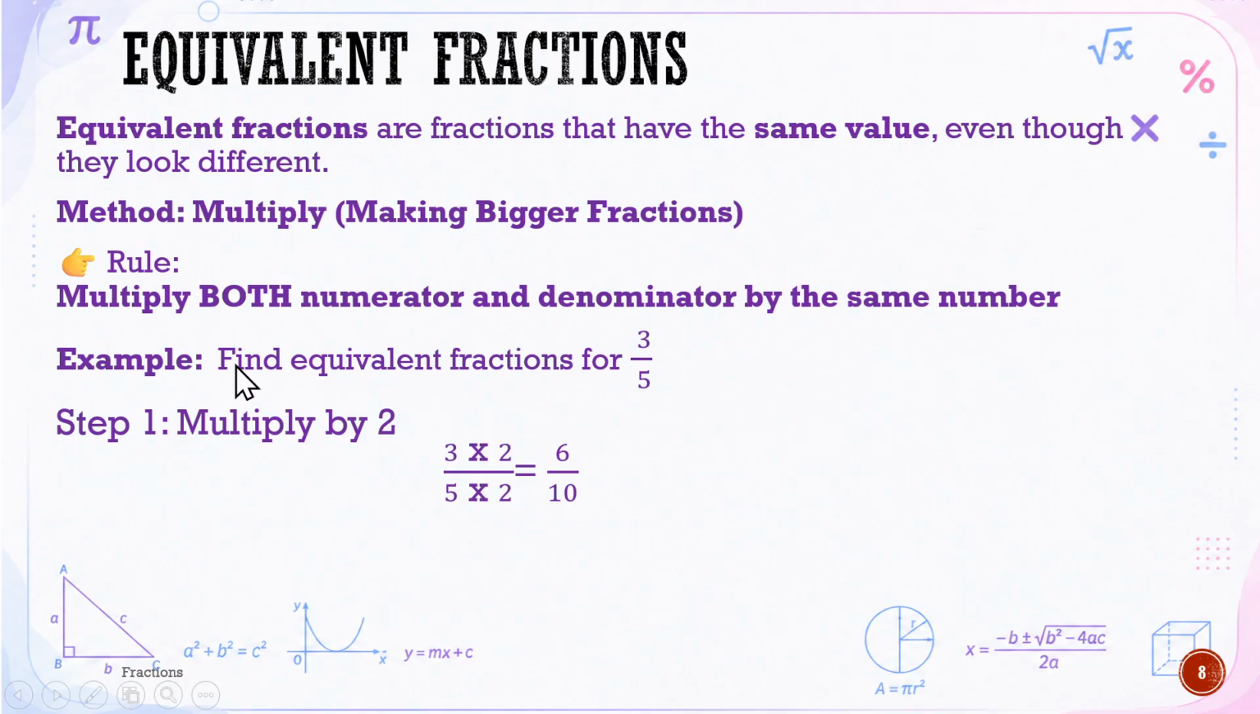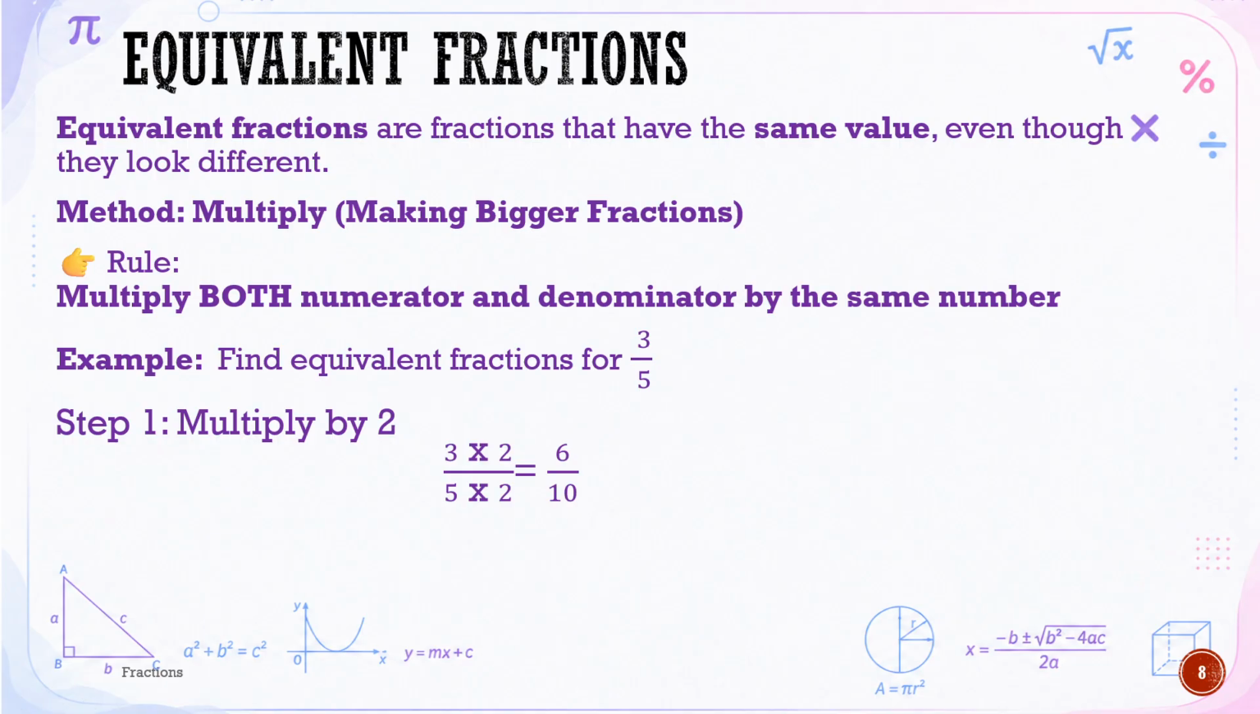For example, here we are given a fraction 3 by 5 and need to identify equivalent fractions for it. So the rule is to multiply both numerator and denominator by the same number. We would identify a bigger fraction in the same sequence by multiplying by a common number. Let's say step 1 is to multiply by 2. So 3 by 5, multiplying both numerator and denominator by 2, will give 6 by 10. So now 3 by 5 is actually equivalent to 6 by 10.